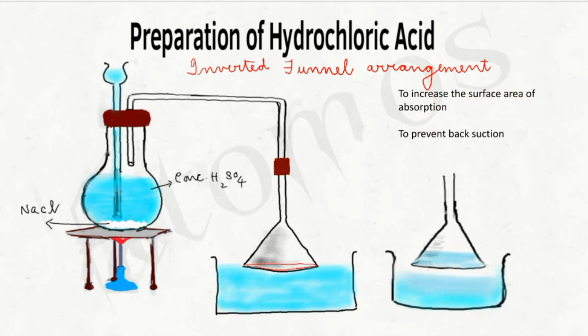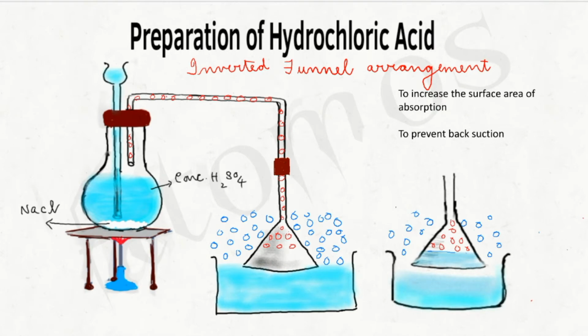Now, we should note that in the case of the funnel arrangement also, there is a possibility of some amount of back suction. Why does it occur? Imagine these red circles are hydrogen chloride gas. It will be produced from the main apparatus, and once it reaches near the water, some amount of hydrogen chloride gas will dissolve in water. As a result, for a moment, as you can see in the picture, a vacuum will be created near the mouth of the funnel.